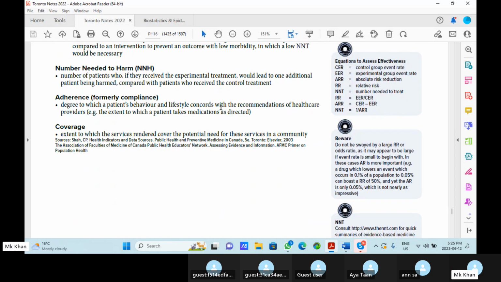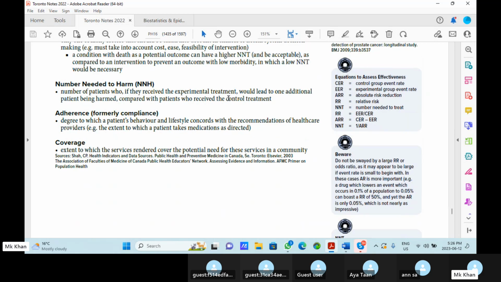And then what is number needed to harm? Number of patients who, if they have received the experimental treatment, would lead to one additional patient being harmed compared with patients who received the controlled treatment. So this is just to know the adverse effect. For example, in a given population, if they are researching angioplasty, many people are getting benefit, but for number needed to harm, if there is a side effect like bleeding or anything like that, then we look at how many people are treated and how many people are harmed. So that is basically number needed to harm.